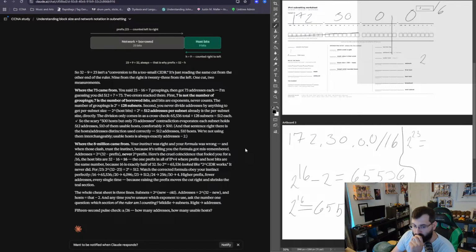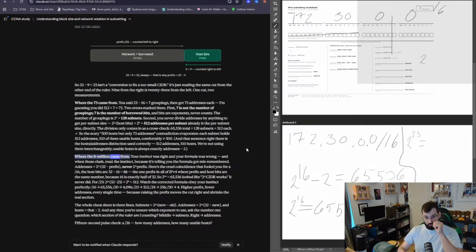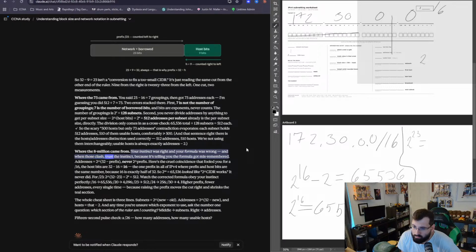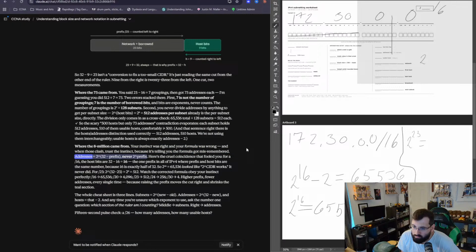Where the 8 million came from. Your instinct was right and your formula was wrong. And when those clash, trust the instinct because it's telling you the formula got misremembered. Addresses equal 2 to the power of 32 minus prefix, never 2 to the power of prefix. Here's the cruel coincidence that fooled you.